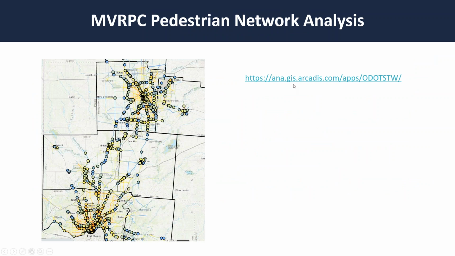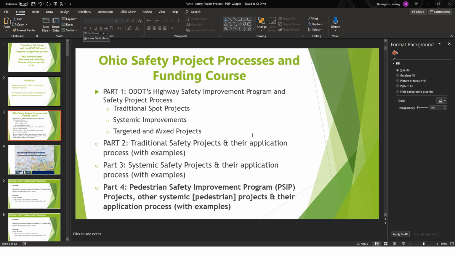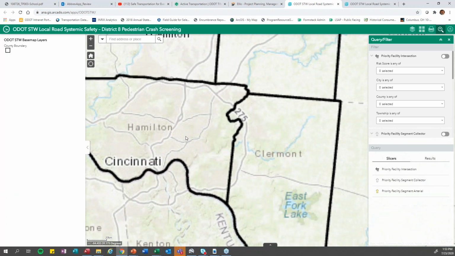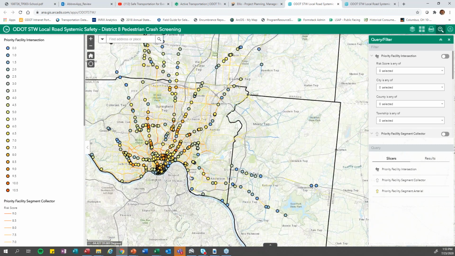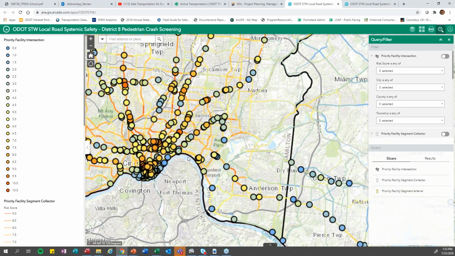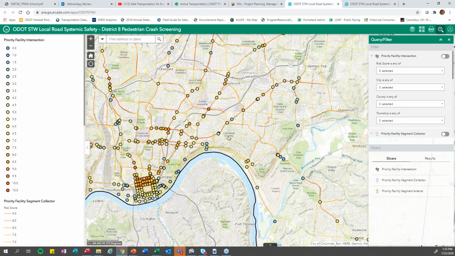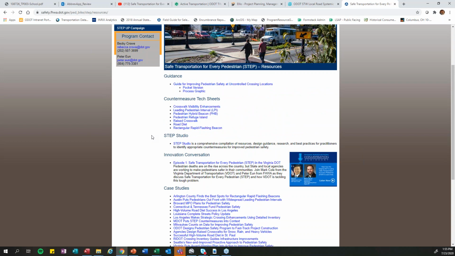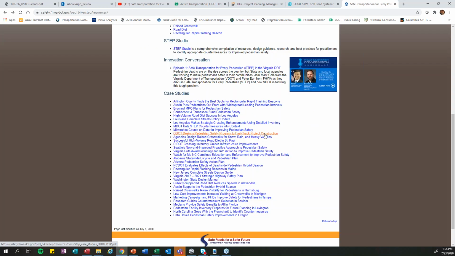So now I'm going to pull up this website. This was another little pilot systemic network analysis that we did in the Miami Valley Regional Planning Commission area. In some of the southern counties here, it goes through some of these high risk segments and high risk intersections.